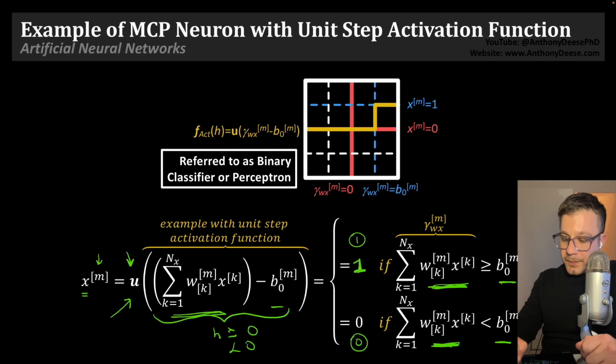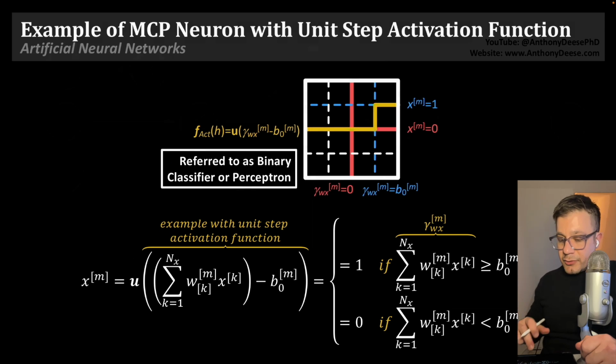And so up here, we can see a visual representation of that input-output relationship. And what we see is that on the x-axis, we have the value of gamma. And then here we have the offset b0. So once gamma equals b0, we flip from a 0 to a 1. And this may be referred to as a binary classifier or a basic perceptron.